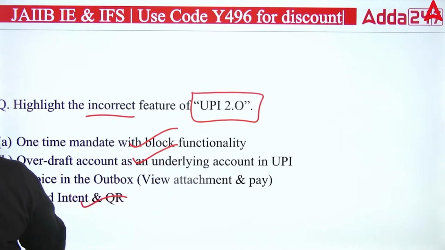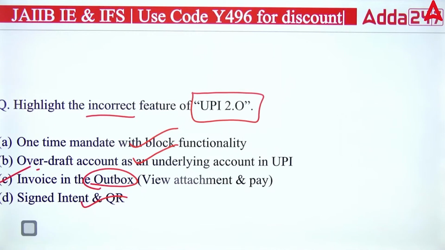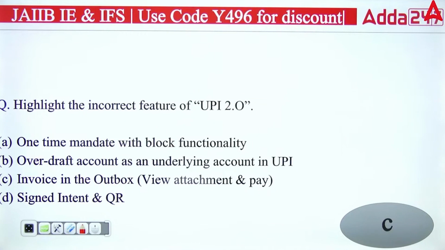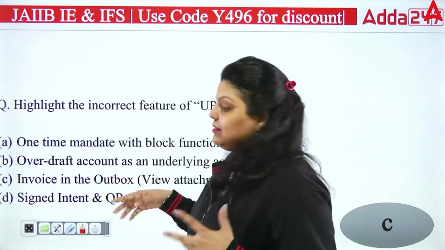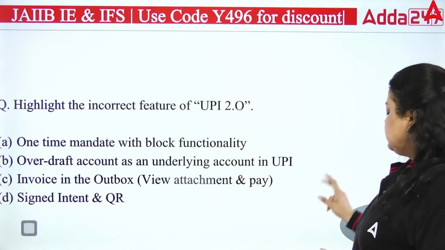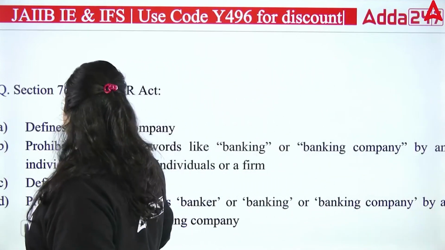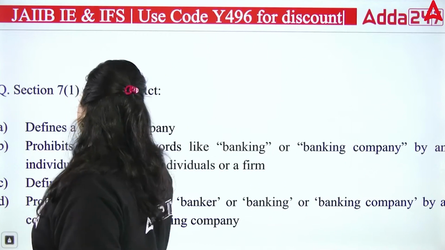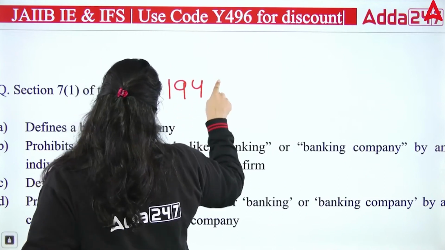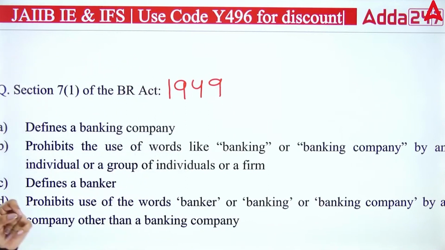But invoice in the outbox, that view attachment and pay, no, this is not the feature of your UPI 2.0. So the right answer will be C option. Okay, right answer will be your C option. This facility or this feature of invoice in outbox, that view attachment and pay, is not available in the UPI 2.0.